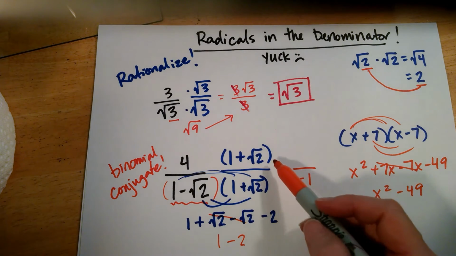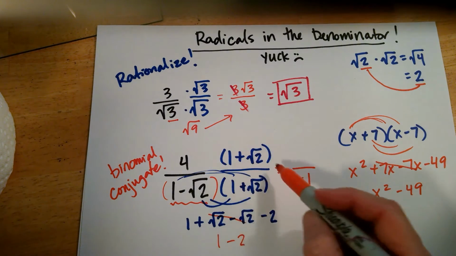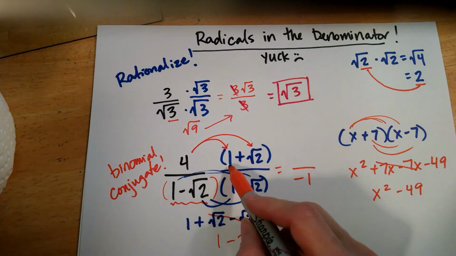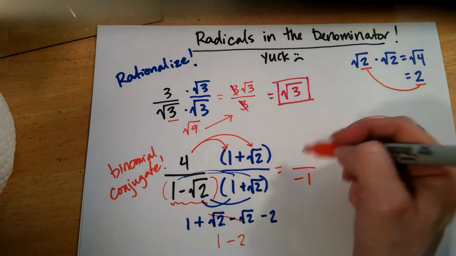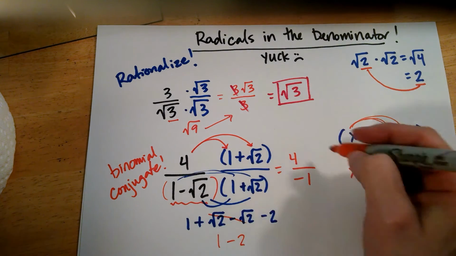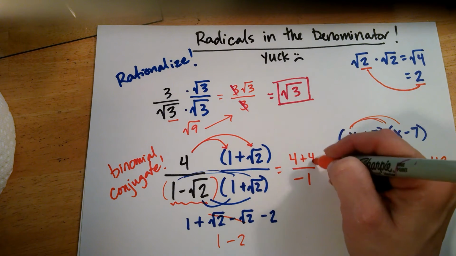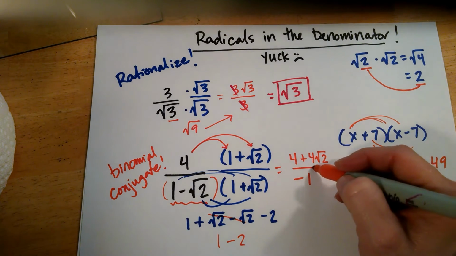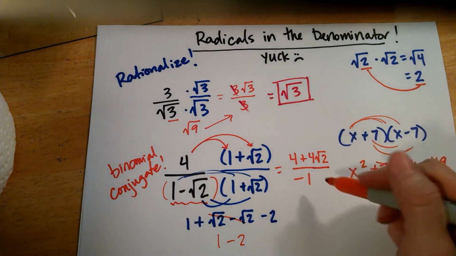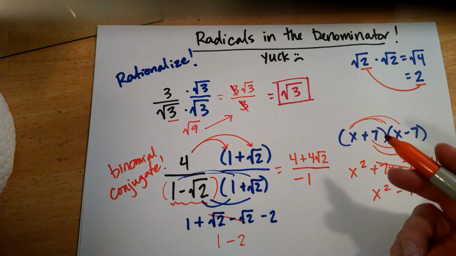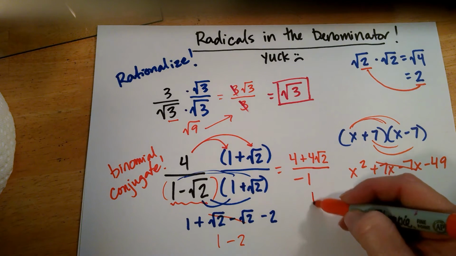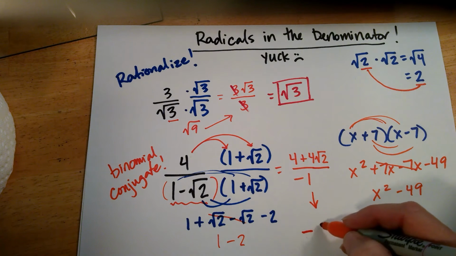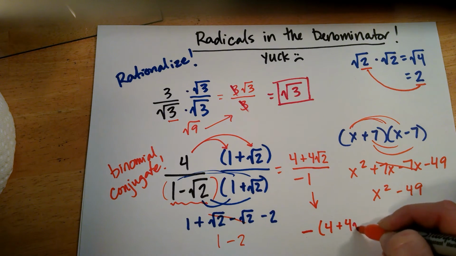Okay, so now since we multiplied the numerator and the denominator by a binomial conjugate, I need to distribute whatever I had up there to begin with the binomial conjugate. So I have 4 times 1 is 4. 4 times the square root of 2 is 4 square root of 2. Okay, so here we go. We're at the end of the line here. I'm going to go ahead and make this look a little prettier because we don't really want 1 in a denominator or a negative 1. So I'm going to go ahead and distribute that out. So I have a negative on the outside and 4 plus 4 square root of 2.